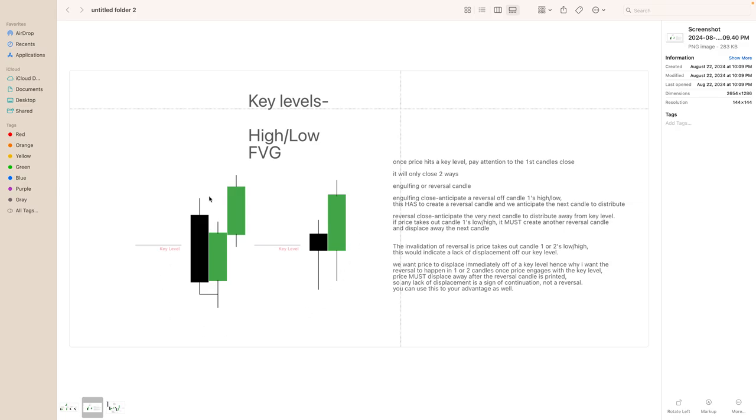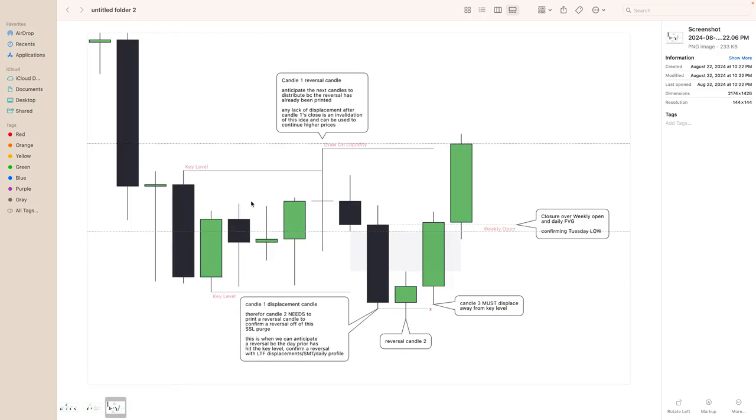And this also works with SMT, okay? And I'm going to show you guys some examples of that. But let's first of all go over this little example. All right, so you see this fair value gap, right? The first candle, we're not looking to trade this day, right? We're looking to trade the next days, okay?